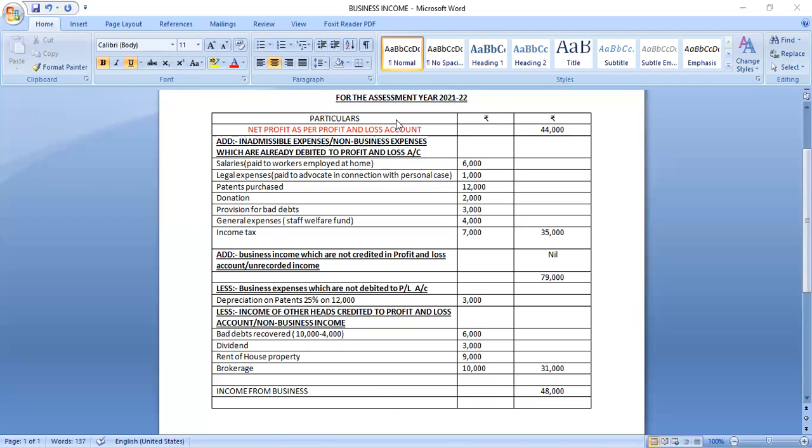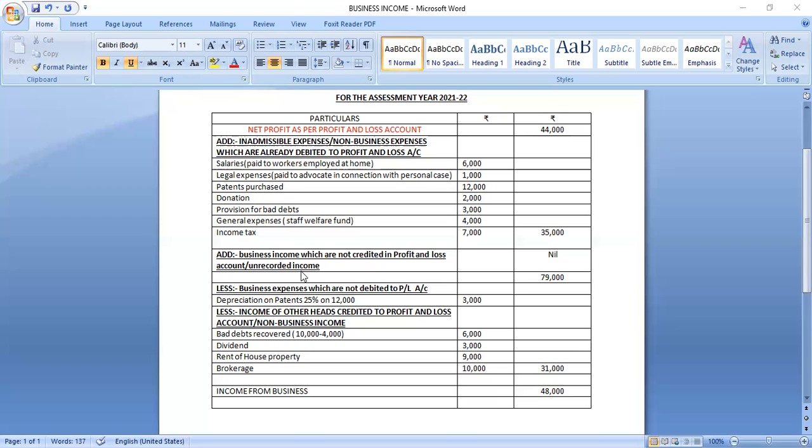If you start from net loss, add becomes minus, and less becomes add. You will get the final value, income from business. And remember, depreciation on intangible assets is always 25%, a fixed rate. Even if it is not mentioned in the problem, you have to calculate depreciation. Remember, even if it is not mentioned in the problem, you must calculate depreciation.